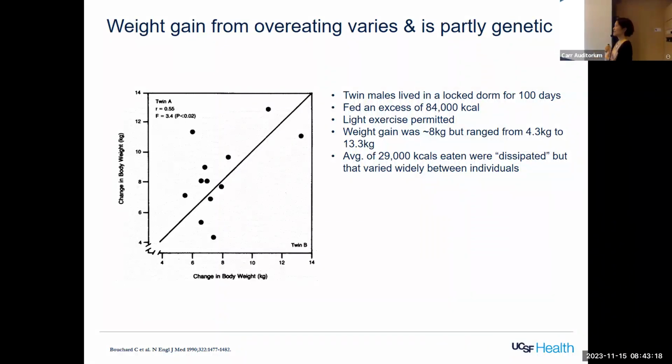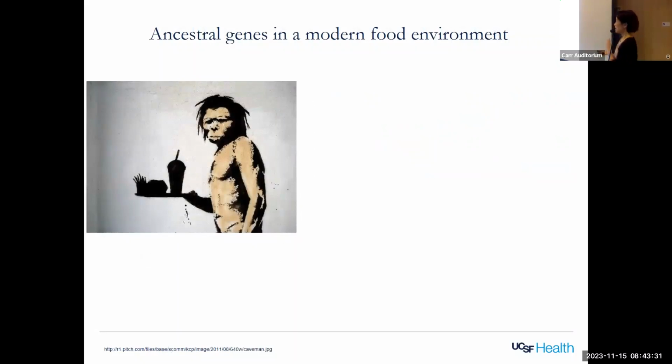But the weight gain response was quite different from individual to individual. So clearly there is a genetic component to how we respond to overeating. And the upshot is the reason why obesity, I think, is becoming so much more prevalent is that we have this hypothalamus that was evolved many hundreds of years ago in a modern food environment.